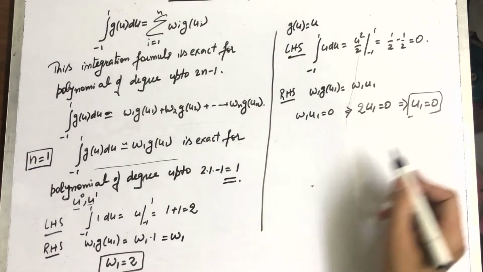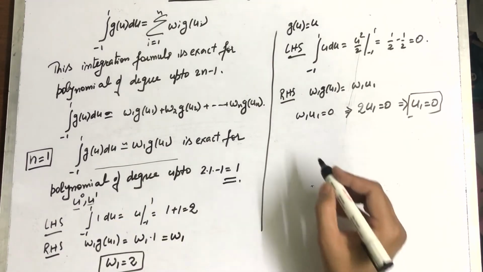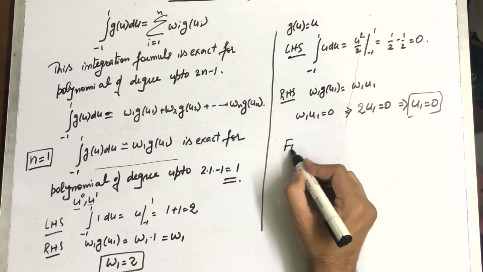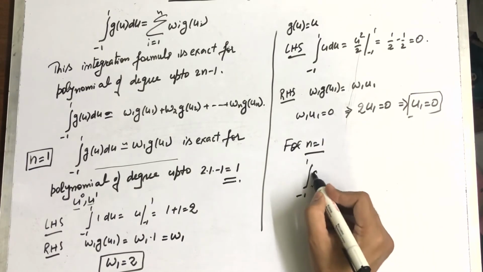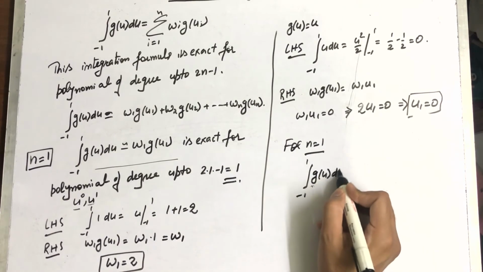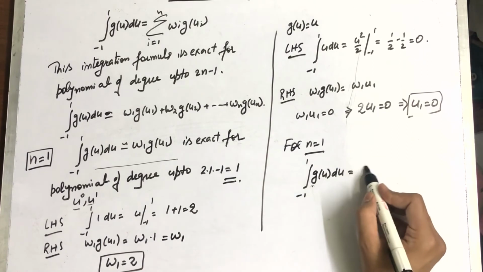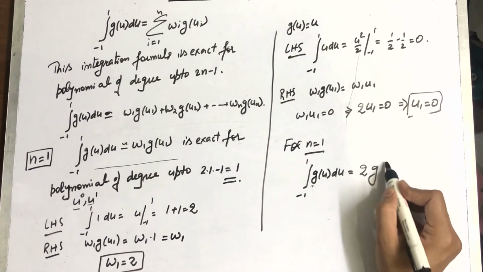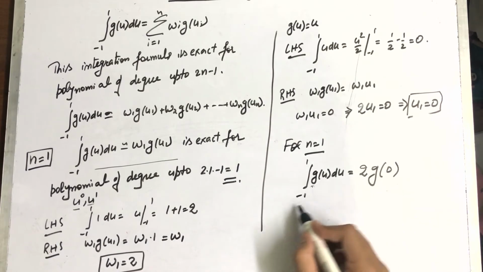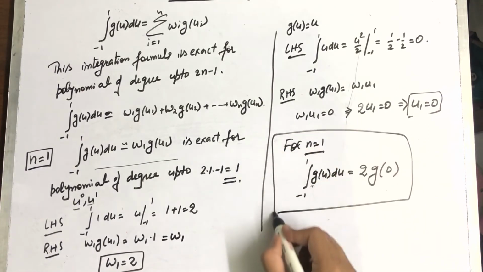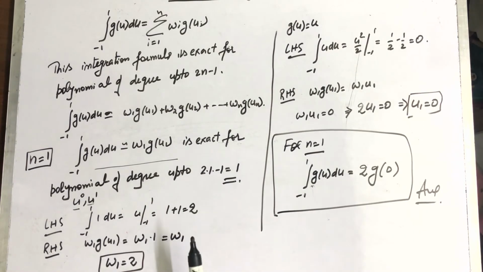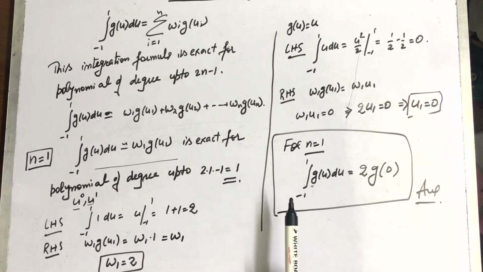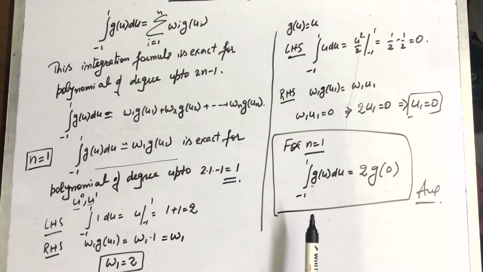So putting these two values in the formula, for n is equal to 1, the integral from -1 to 1 of g(u) du will look like 2 g(0). This is the desired formula for n is equal to 1, which is also known as the 1-point Gaussian Quadrature integration formula.